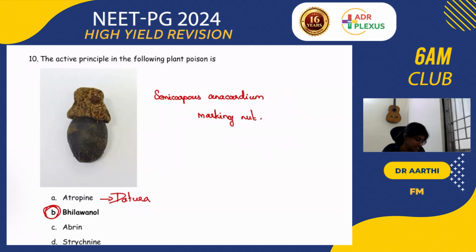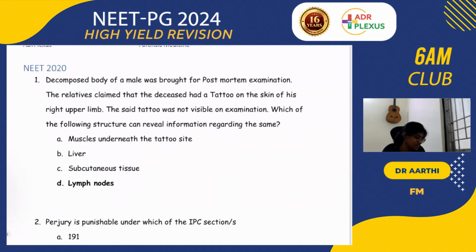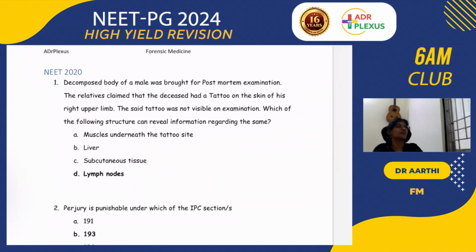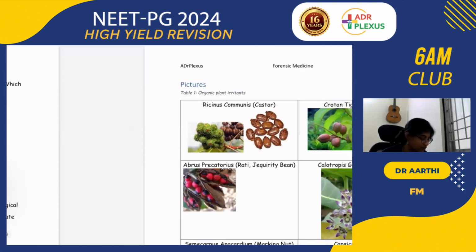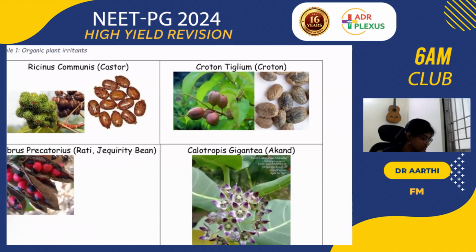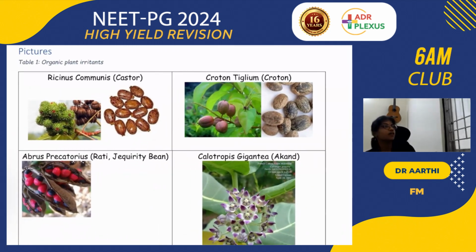Datura. And Strychnos is in Strychnos nux vomica. Okay, so they don't ask all those things. Okay, 2020, I'm going to let you guys revise on your own because I know you would be having your own plan for reading also. But before we close, let's just look into the pictures once.